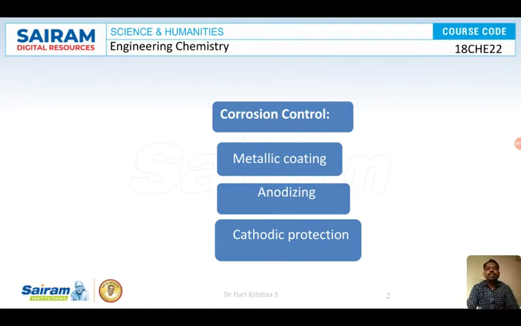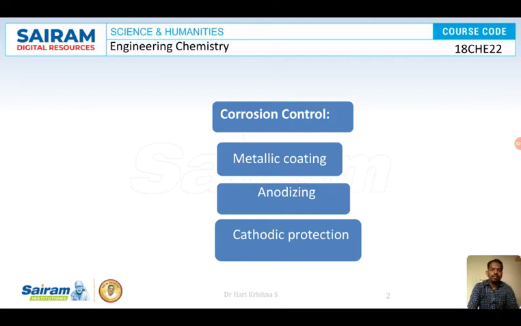Metallic coatings are further divided into anodic coating or cathodic coating. If the base metal is coated with a metal which acts as anode to it, it is called anodic coating. If it is coated with a metal which acts as cathode to it, it is called cathodic coating. We don't have this classification further, but we have only the galvanization process. Coating a metal which acts as anodic to it is anodic coating.